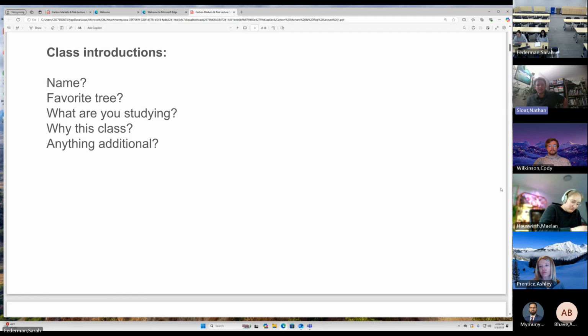Sure, I'll go next. My name's Nate. I guess my favorite tree will be the Douglas fir because we have a lot of them where I'm from in Seattle, and it's also not a fir tree, which is fun, because scientists are bad at naming things, apparently. I'm also in the PSM program doing carbon management.